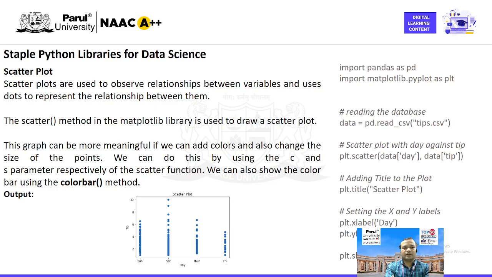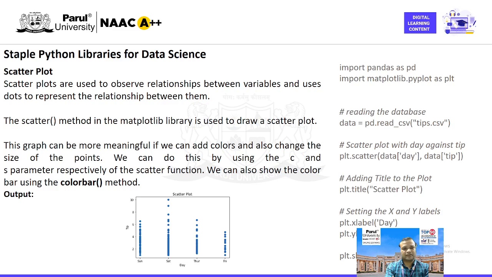Scatter plots are used to observe the relationship between variables and use dots to represent the relationship between them. You can see here one of the scatter plots, where the x axis represents the days and the y coordinate represents the tips. So this is the relationship between tips and day, and it is represented by the dots.